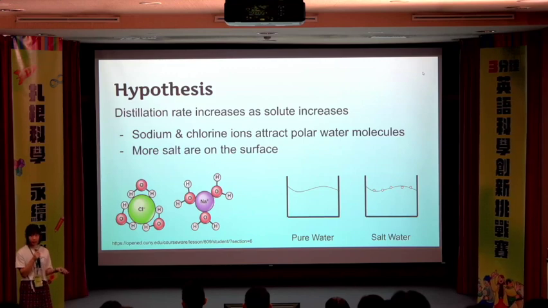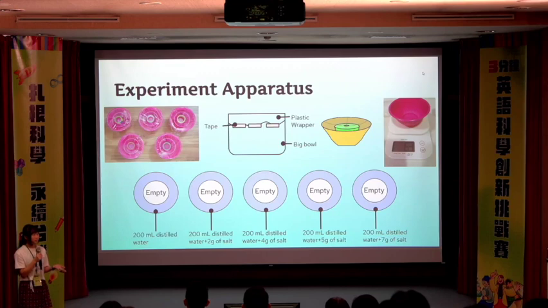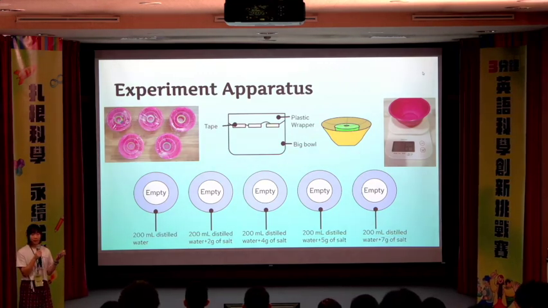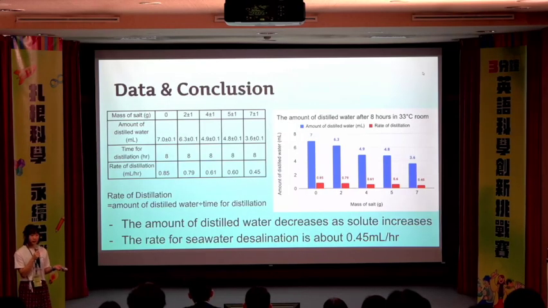This is the apparatus I used in my experiment. It basically works like a solar still, and I used 5 salt solutions, each of them containing different amounts of salt. The one with 200 milliliters of water and 7 grams of salt was designed according to the ratio of seawater. Moving on, this is the data I collected during my experiment.